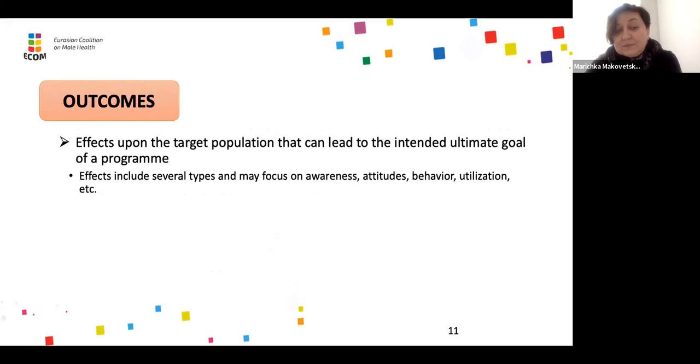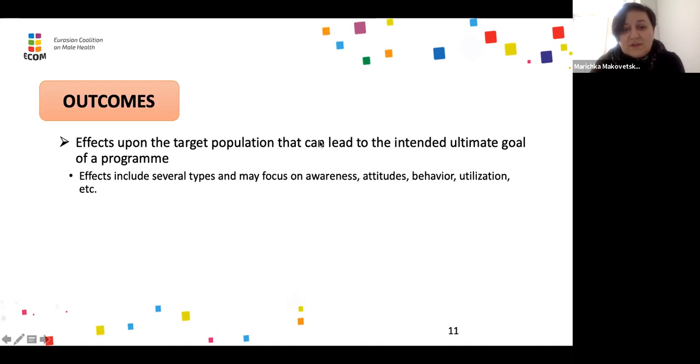And finally, outcomes. Outcomes are the kind of result that affects the target population and can lead to the intended results or the goal of the program. If you talk about the level of outcomes, you should understand that these are higher-level results, such as awareness of the clients or the general public, attitude towards an issue, behavior change, utilization of something, etc.